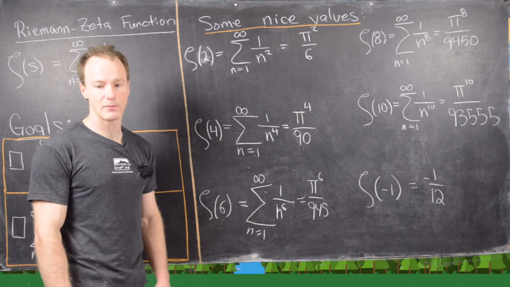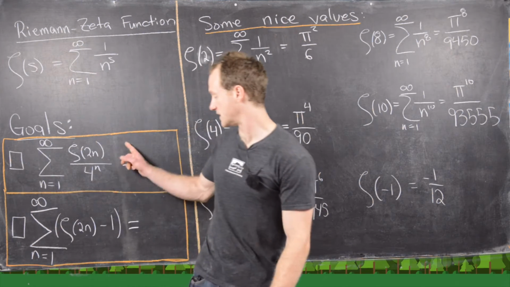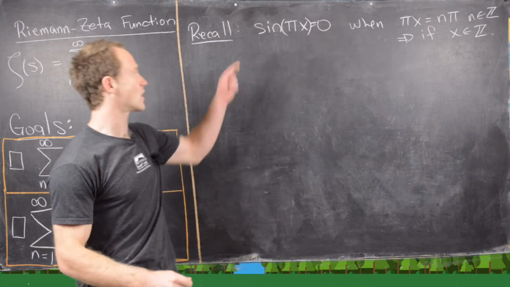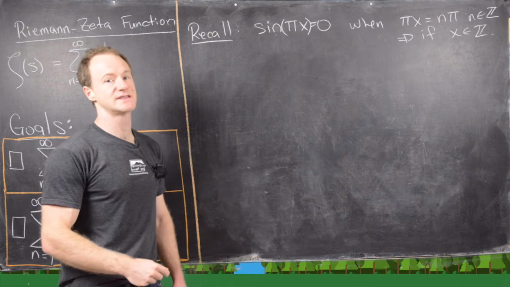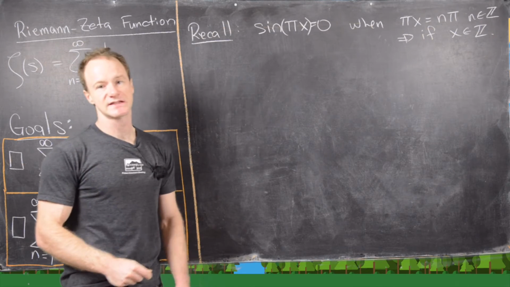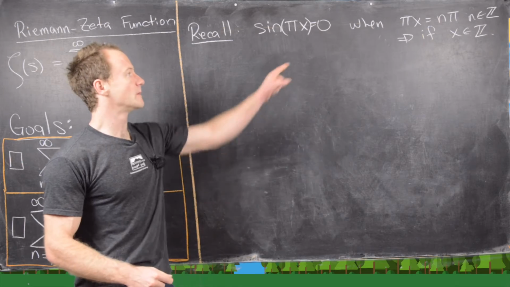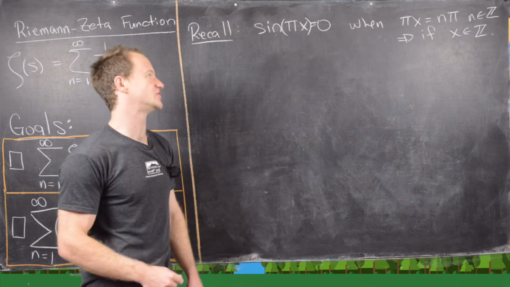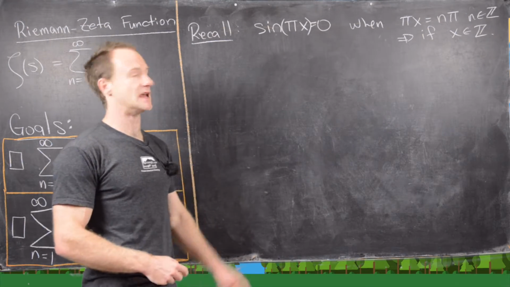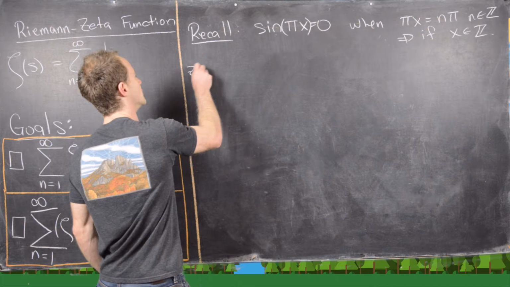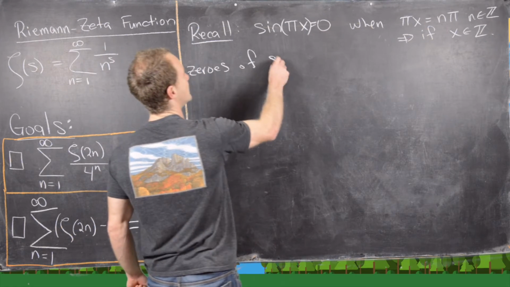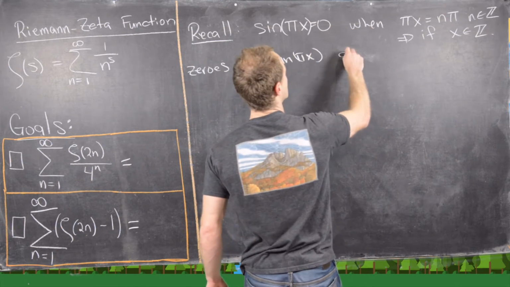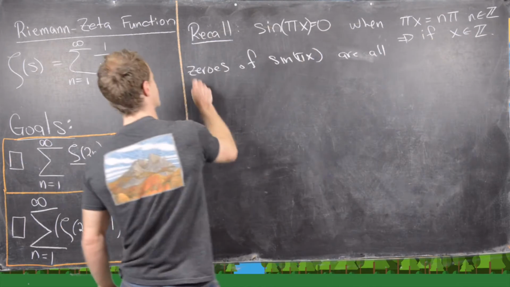Alright, so I'm going to clean up the board and then we're going to get towards working on these two goals. Okay, so now we're ready to get started, and we're going to start with a very important, simple observation: sine of pi x equals 0 when pi times x equals n times pi, where n is an integer. In other words, x must be an integer. So that means the zeros of sine pi x are all integers.